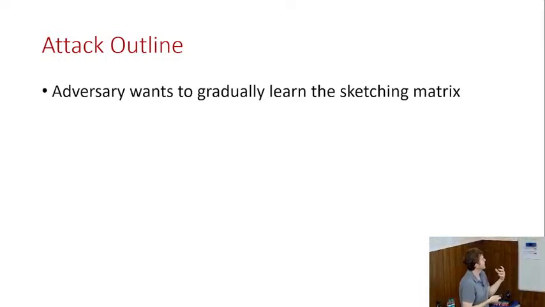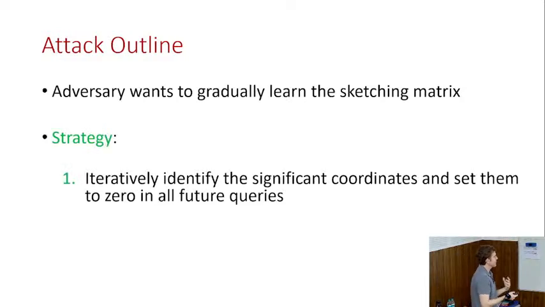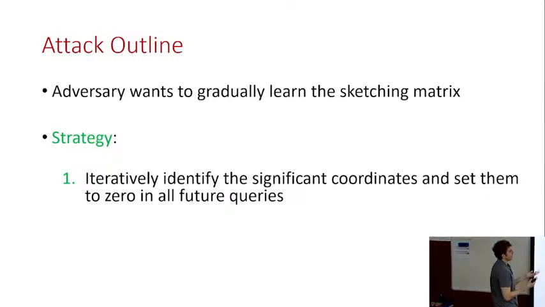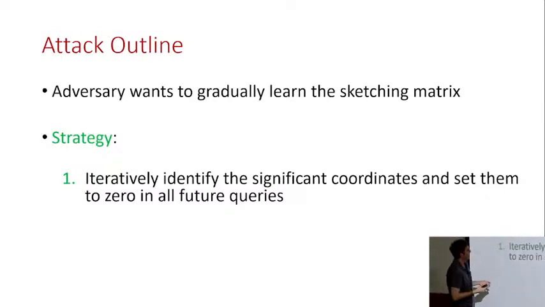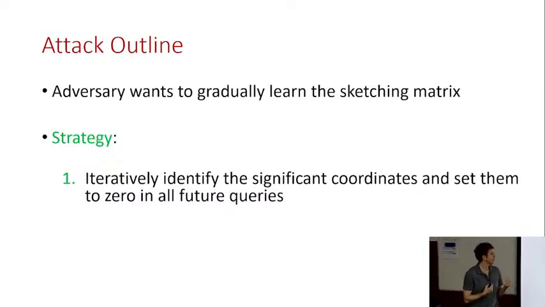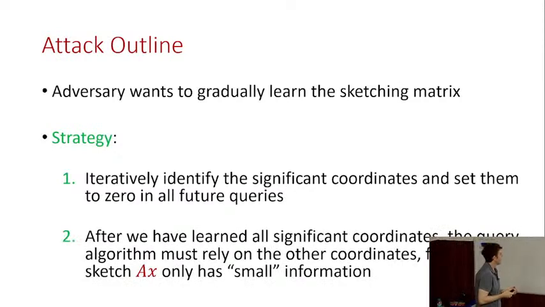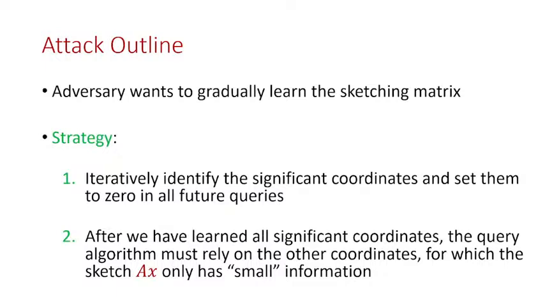Okay, so the outline of the attack is the adversary wants to gradually learn the sketching matrix. And the strategy is it's going to iteratively identify the significant coordinates. And as it identifies them, it's going to set them to 0 in all future queries. And we have to show that there actually is an after, that this terminates. After we have learned all significant coordinates, the query algorithm must then rely on the other coordinates, for which the sketch AX only has small information. It's not very helpful. Okay, but all this needs to be made precise, okay?